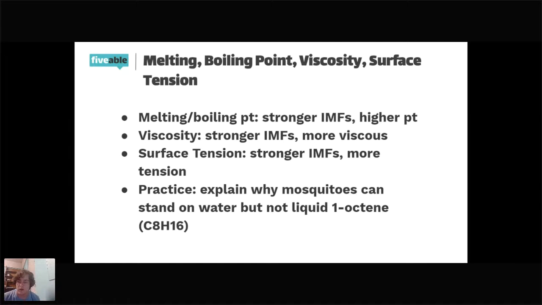No, not density. Yeah, there are strong IMFs in the water that occur from the hydrogen bonds. So the surface tension is greater in the water, so the mosquito can stand on it. Yeah. There are no hydrogen bonds in liquid 1-octene. In liquid 1-octene there are solely London dispersion forces. So those are the weakest kind of intermolecular force. I'm not sure if mosquitoes are unable to stand on liquid 1-octene, but I imagine, because that's a very weak fluid. So who in here likes biology?